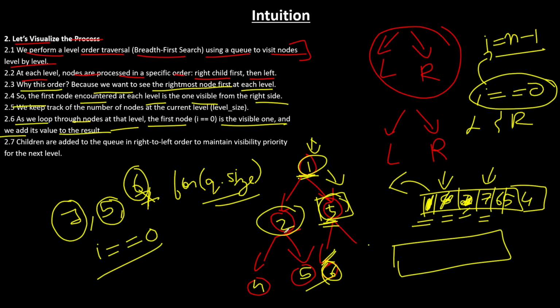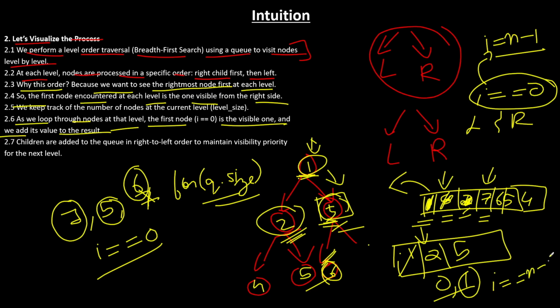Because when we were doing left and right, what will we do? One is popped, then we put two here, then we put five in the queue. So this is not the rightmost node, right? And i is equal to 0 and 1. So when i equals 1 or n-1, you have the rightmost node. But since we are taking the rightmost node first, we check i equals to 0.